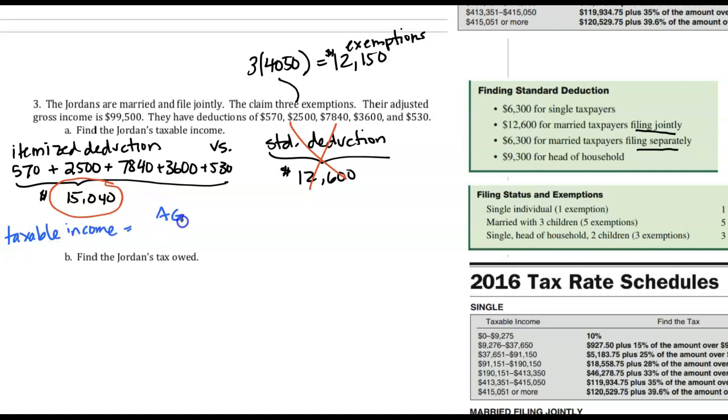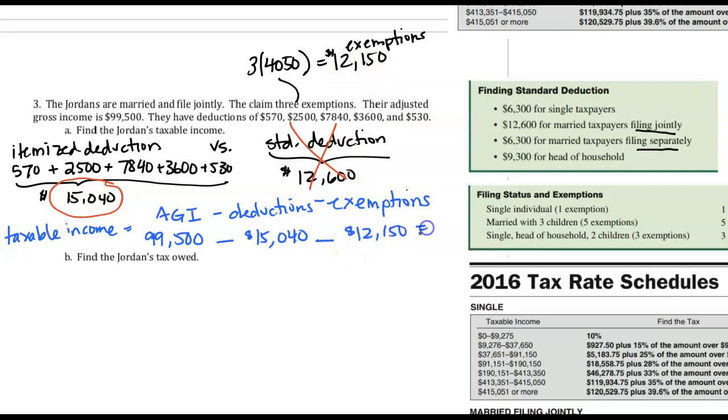So to find our taxable income, we're going to take the adjusted gross income, subtract deductions, and subtract exemptions. The adjusted gross income was $99,500. The deductions we decided were $15,040. And the exemptions totaled $12,150. That gives us a taxable income of $72,310.